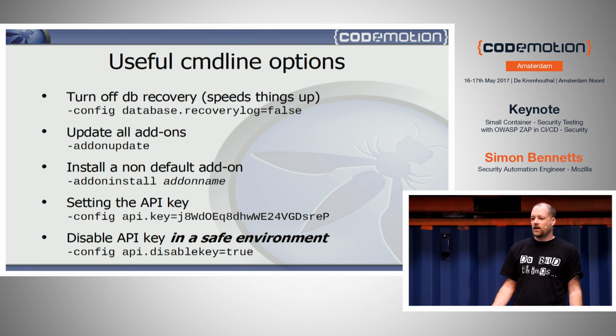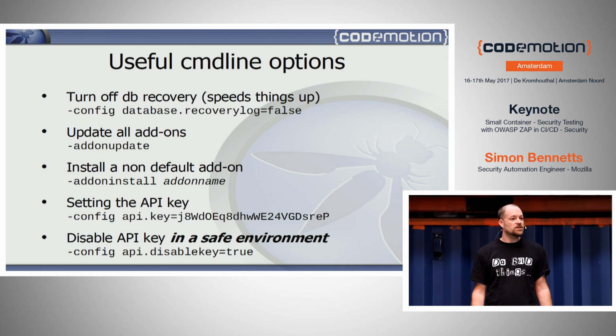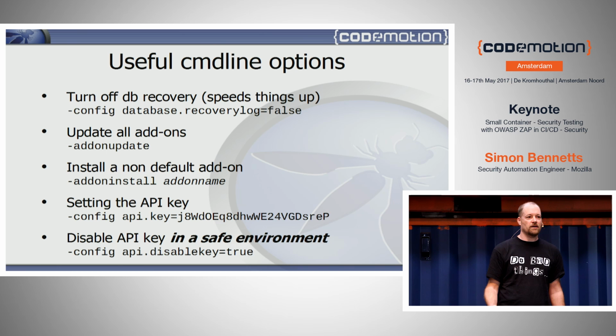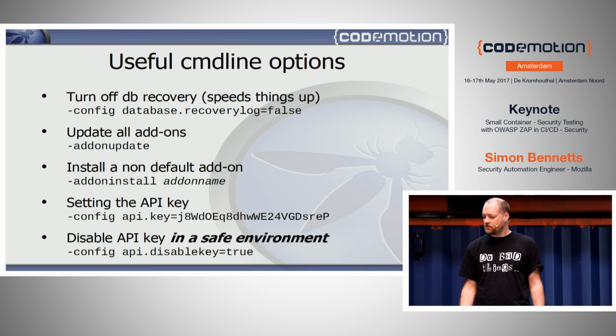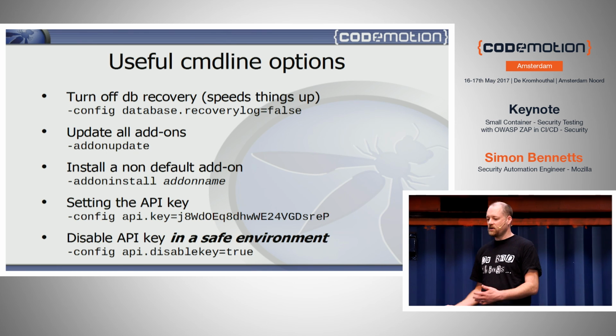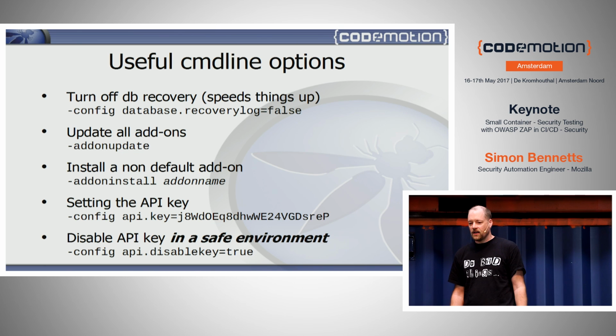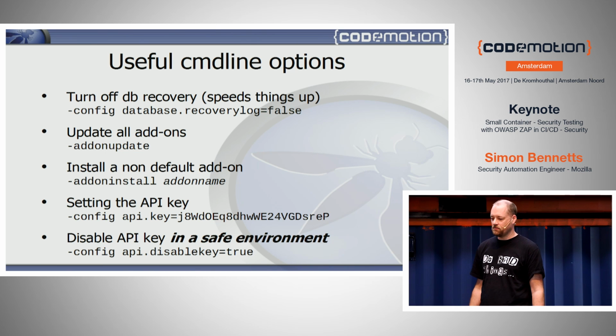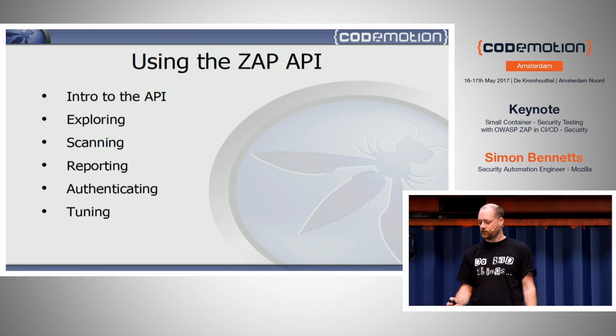There's things like an add-on for detecting DOM cross-site scripting vulnerabilities. So you can pull those down automatically as part of automation as well. And you can do things like setting the API key or disabling the API key, which makes things a lot easier for automation, but you should only do that in a safe environment.